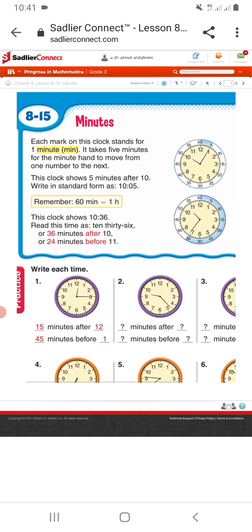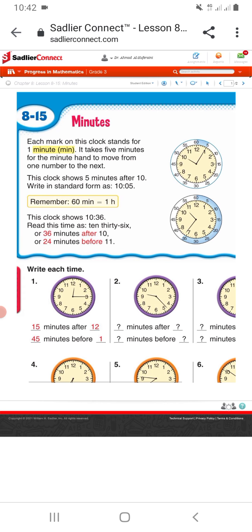Start counting the small dashes or the small marks on the clock itself, and then you will find that this is 10:36. Okay, we can express it in two ways. We can say 36 minutes after 10, or we can say 24 minutes before 11.